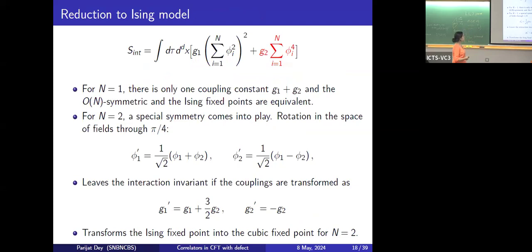Okay, as I have already mentioned, this reduces to the Ising model for n equals 1, where we have only one scalar field. And when n equals 2, there is a special symmetry that we see in the space of phi 1 and phi 2. The transformation of these fields by an angle pi over 4 leaves this interaction term invariant if the couplings are transformed like this. So with this transformation, the Ising fixed point is transformed to a cubic fixed point.